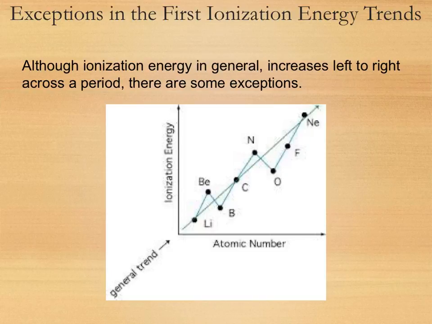All right, there are a few exceptions. You may have noticed on the graph before, the ionization energy, rather than being a smooth linear relationship, goes up and down, etc. So these elements that fall off the expected trend line are what we call anomalies, or have slightly unexpected ionization energy values.